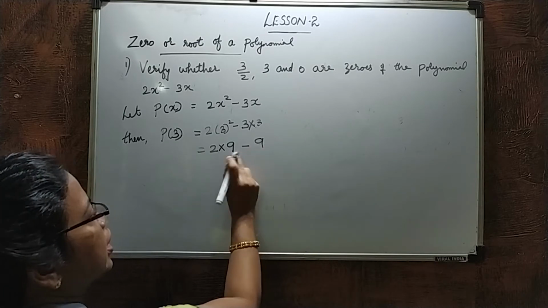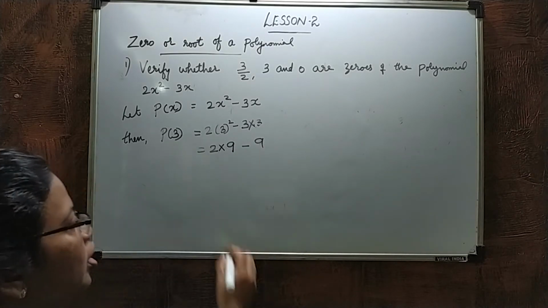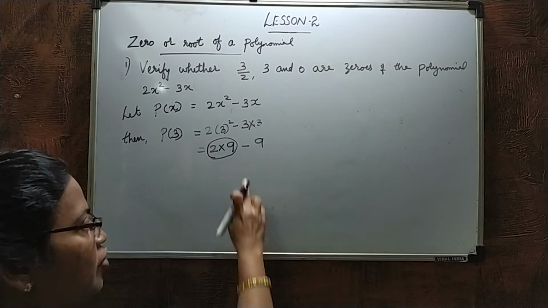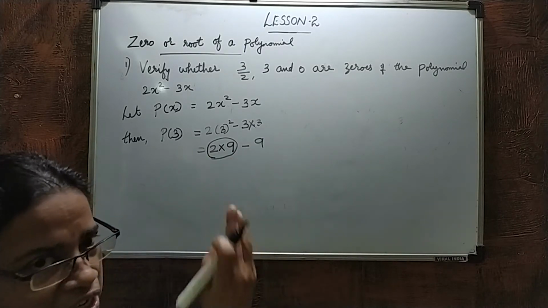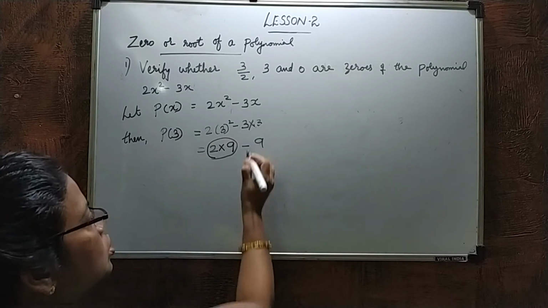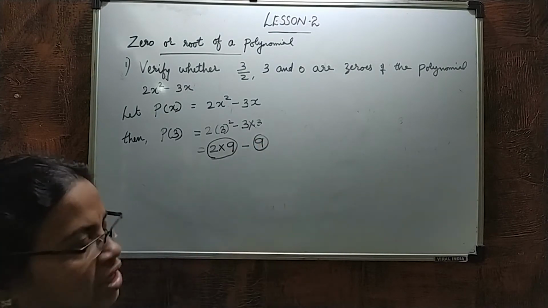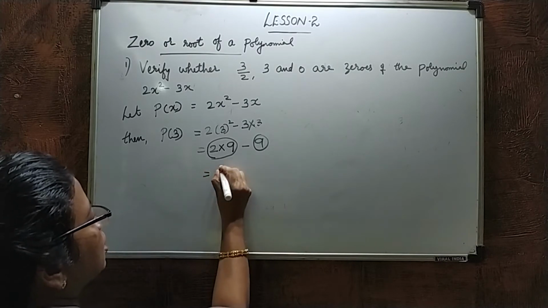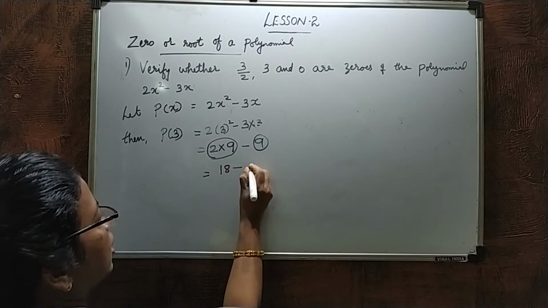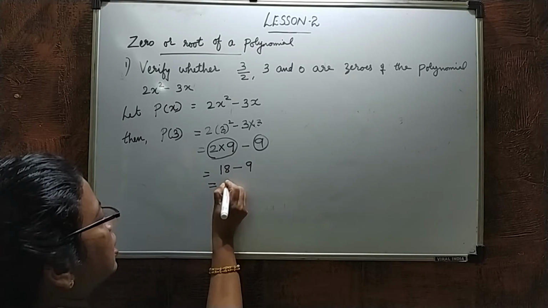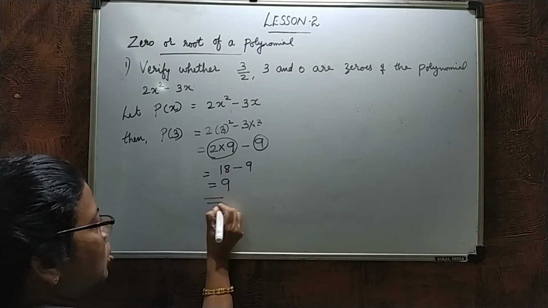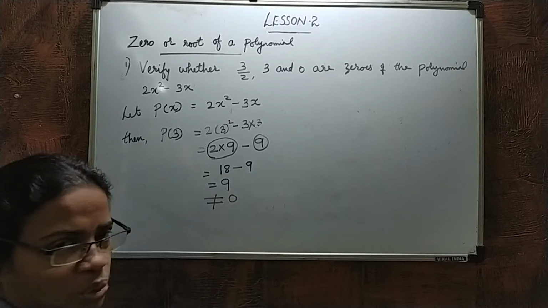Can you cancel this 9 and 9? No, because here this is one family together. After minus or plus comes, that will be the other family. So this is another family. Okay, so here it is 2 into 9 is 18 minus 9. What will you get as the answer? It is 9 you will get. That means it is not equal to 0.